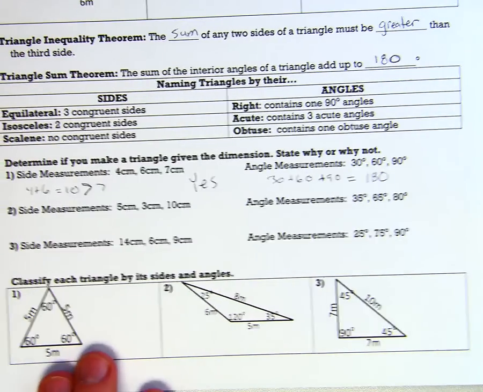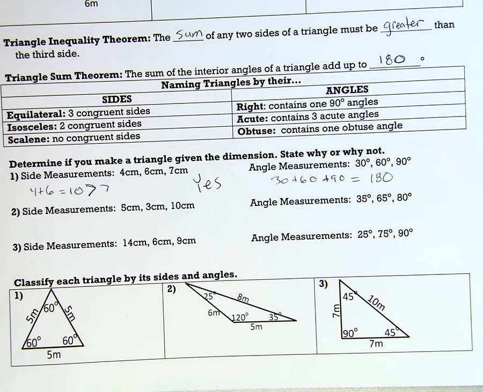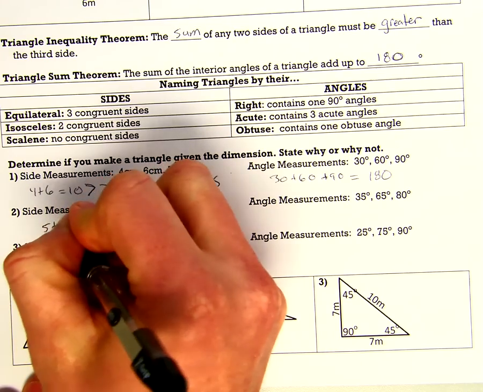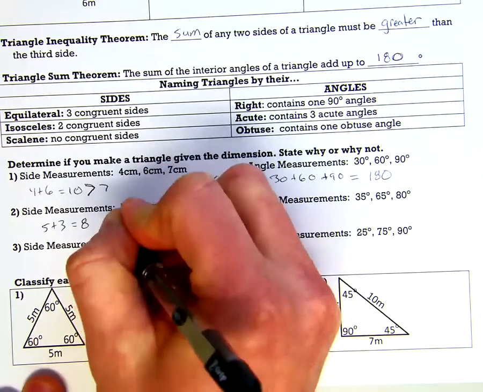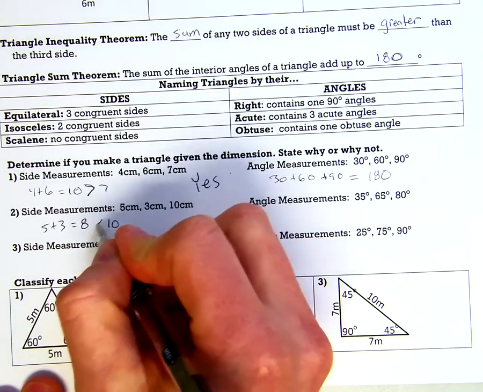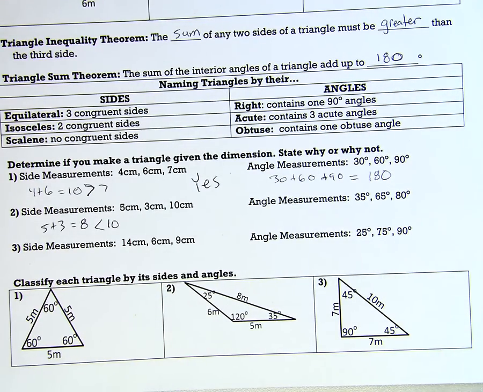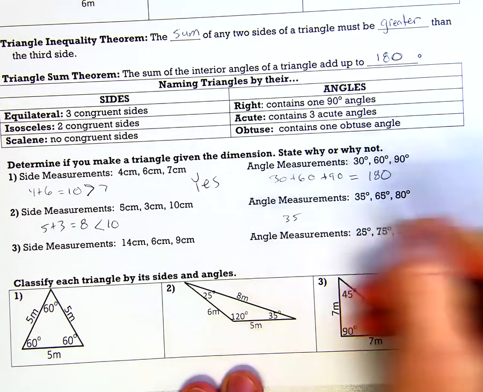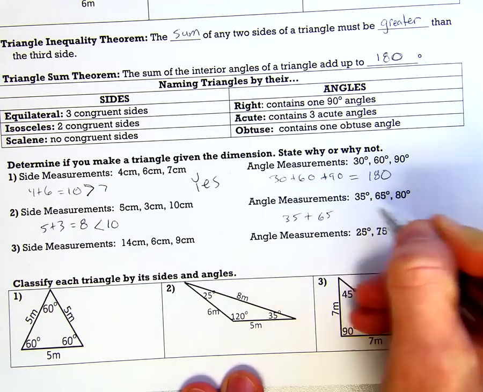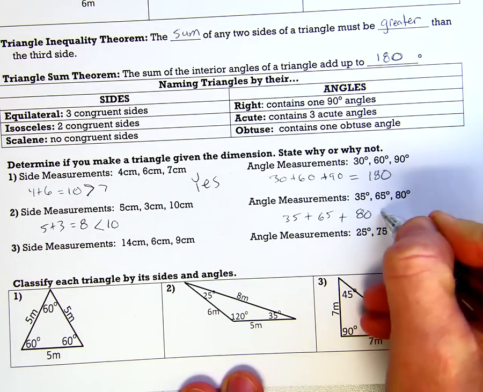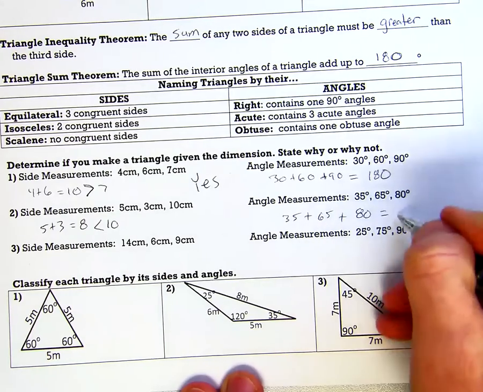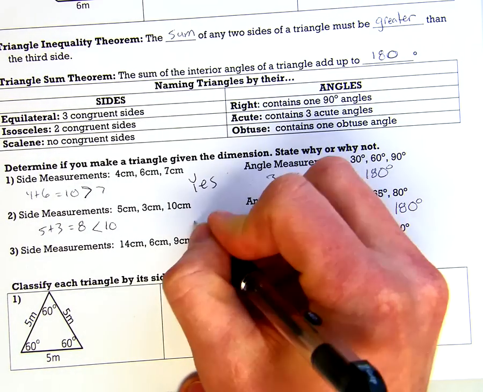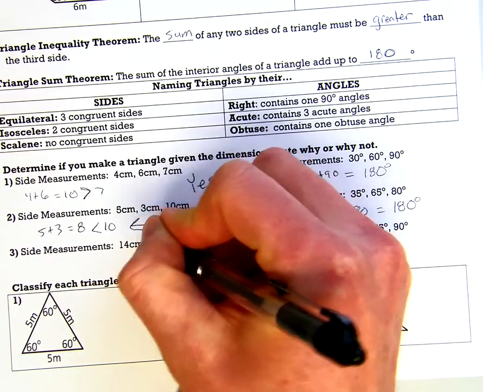Alright, number 2, my sides measure 5, 3, 10. So let's take my two smallest. I'm going to add up my 5 plus 3, and that equals 8. And how does that compare to my 10? Actually, my 10 is greater. So that already looks like it doesn't work, but let's check the angles as well. 35 plus 65 plus 80. Add those up, and I get 180. So my angles do work here, but my sides do not in this case. So I'm going to put no and draw an arrow over there.